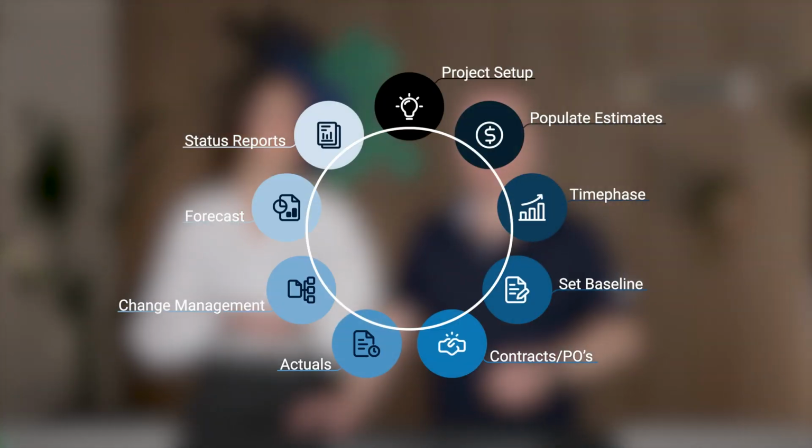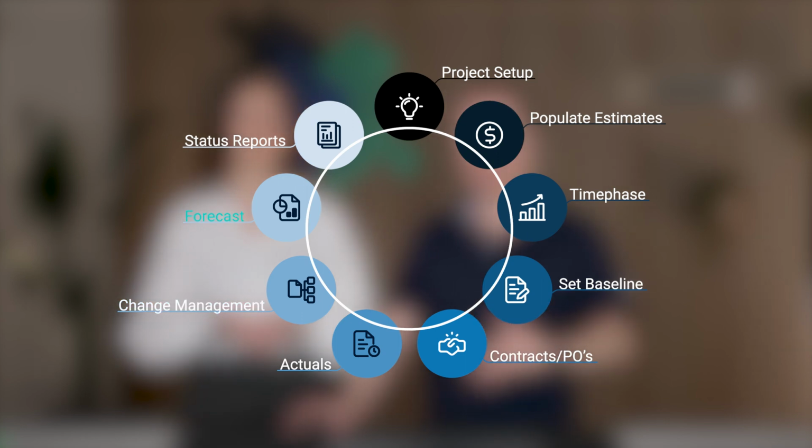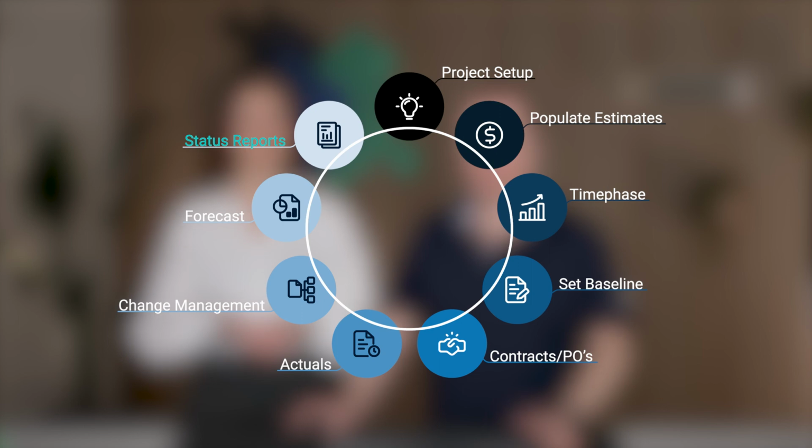This illustration shows the main process that one goes through in Omega 365 for cost management. First, you need to set up the project, then you need to get in the estimate, time-phase the estimate, set your baseline, and then follow up the contracts and the actual cost and progress, manage changes, update the forecast, and of course be able to report to the different stakeholders of the project.